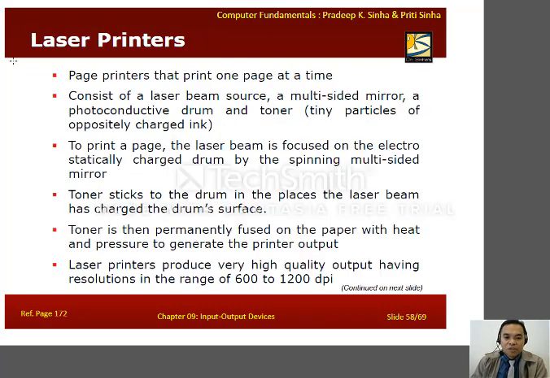Next, we have laser printers. These are page printers that print one page at a time. They consist of a laser beam source, a multi-sided mirror, a photoconductive drum, and a toner. To print a page, a laser beam is focused on the electrostatically charged drum by the spinning multi-sided mirror. Laser printers produce very high quality output, with resolutions in the range of 600 to 1200 dots per inch.